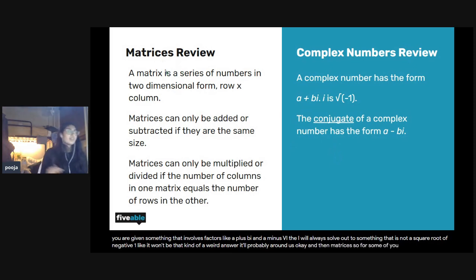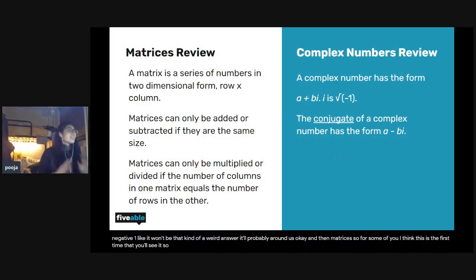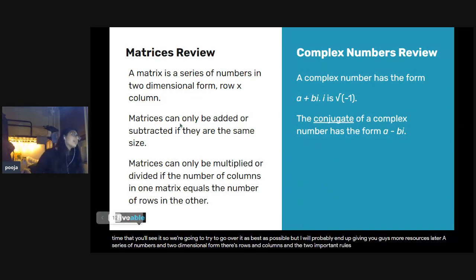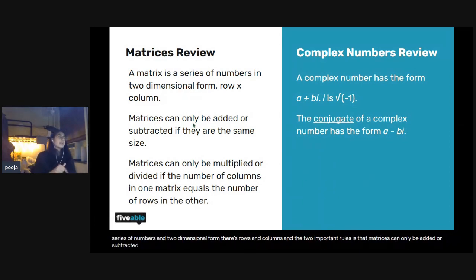Okay, and then matrices. For some of you, I think this is the first time that you'll see it. So we're going to try to go over it as best as possible, but I will probably end up giving you guys more resources later. So a matrix is a series of numbers in 2-dimensional form. There's rows and columns. And the 2 important rules are that matrices can only be added or subtracted if they are the exact same size. And then matrices can only be multiplied or divided if the number of columns in one matrix equals the number of rows in the other, or vice versa, obviously.